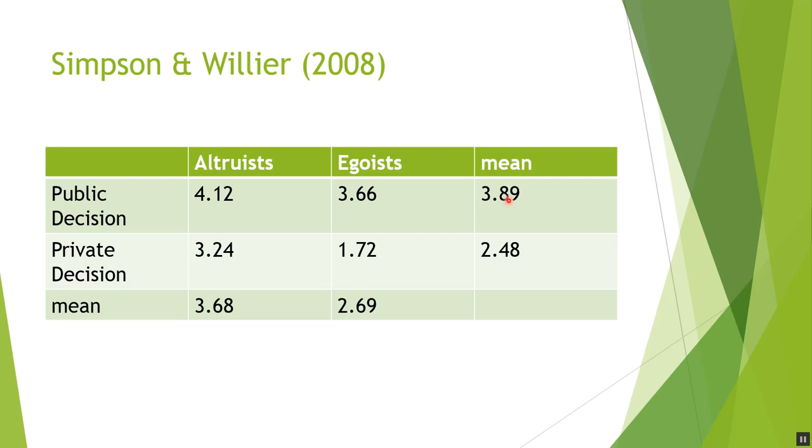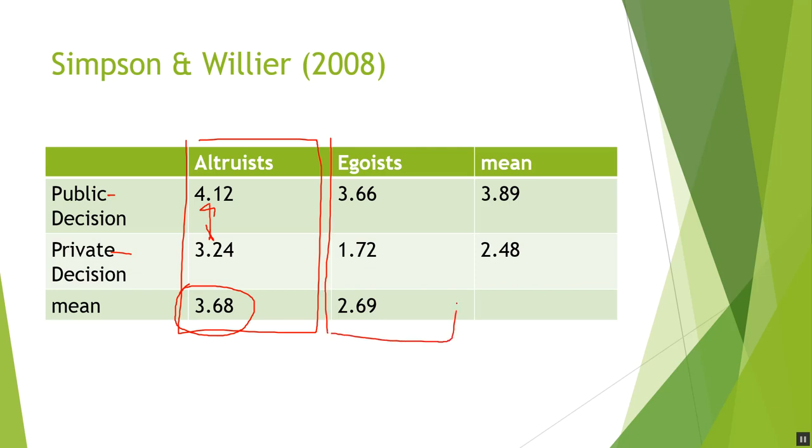One thing we can do is find the mean of these rows and these columns. We call these means the marginal means because we put them in the margins of the table. One of the things we can do first is look at altruists. There are some altruists making public decisions, some making private decisions. Let's just average those together. And so all altruists, on average, give $3.68.